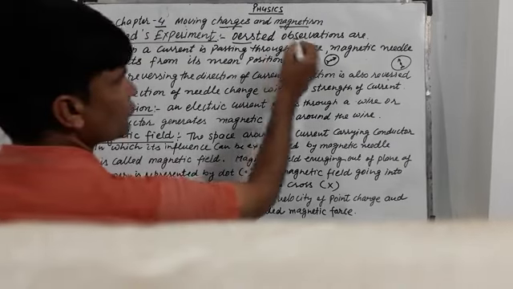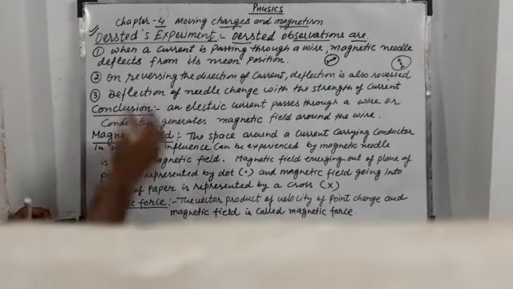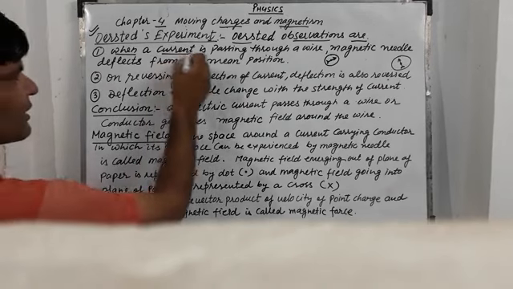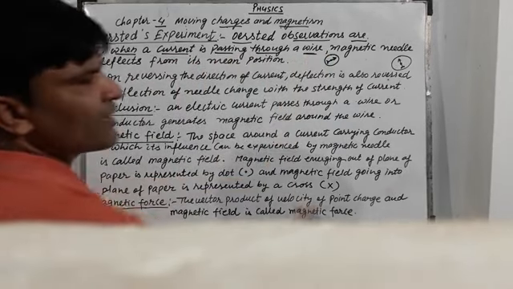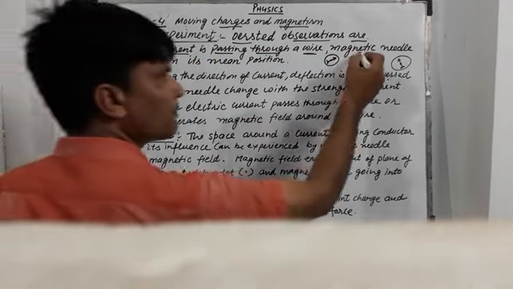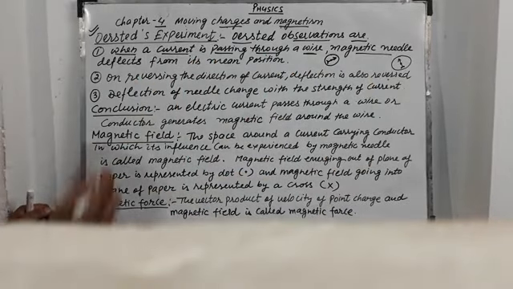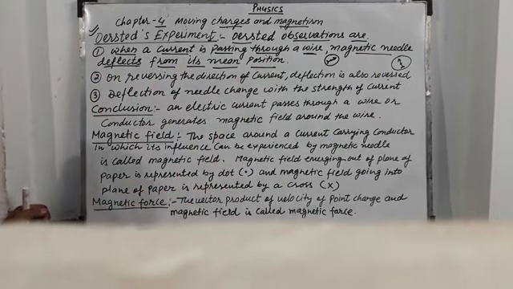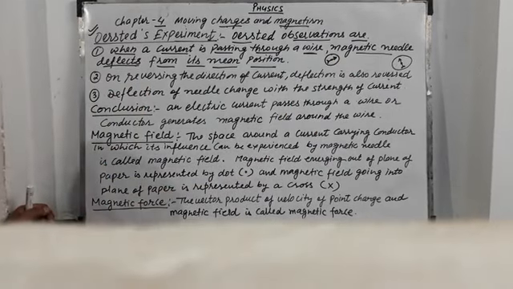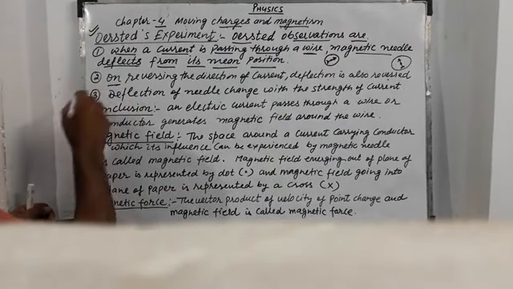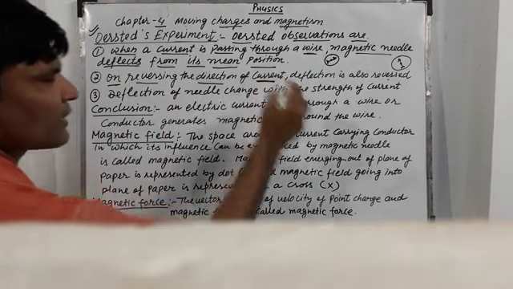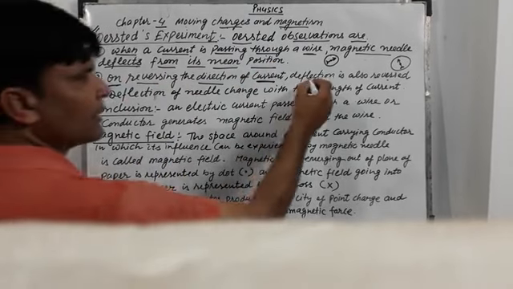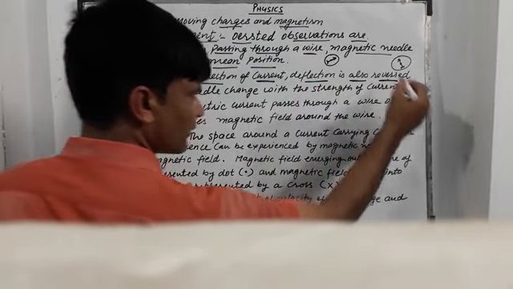Oersted observations are: the first observation is when a current is passing through a wire or conductor, the magnetic needle, means compass, deflects from its mean position or normal position. On reversing the direction of current, the deflection is also reversed.